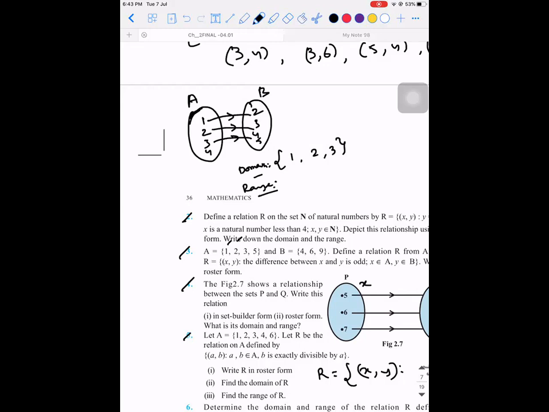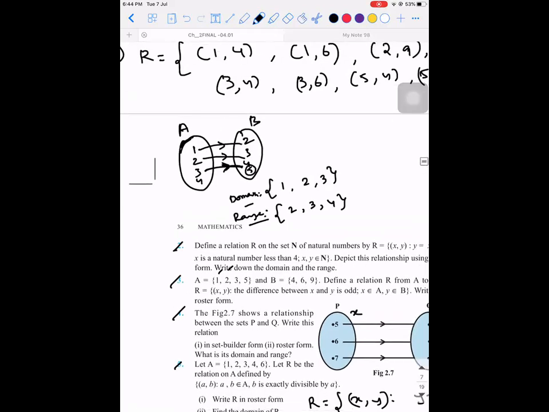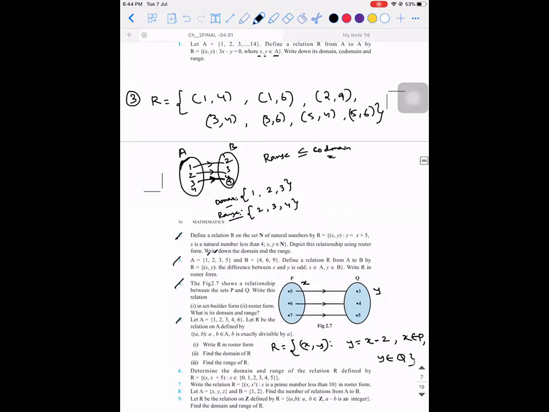2, 3, 4, 5, sir. No, it is only 2, 3, 4. 1 is related to 2, 2 to 3, and 3 to 4; 5 is not there. So 2, 3, 4 is the range, whereas the complete second set B is what is called the codomain. Generally, a range is a subset of the codomain. Got it, sir. Thank you.